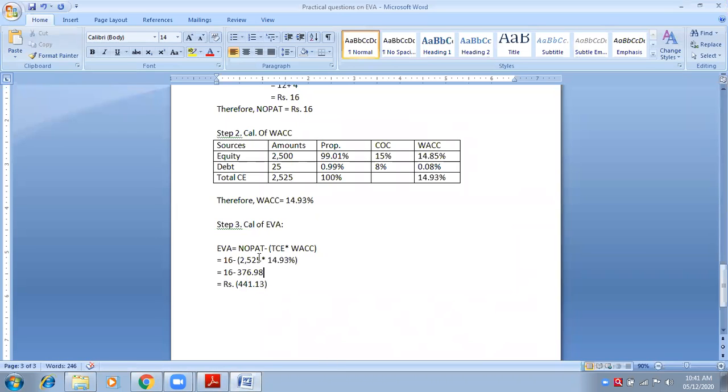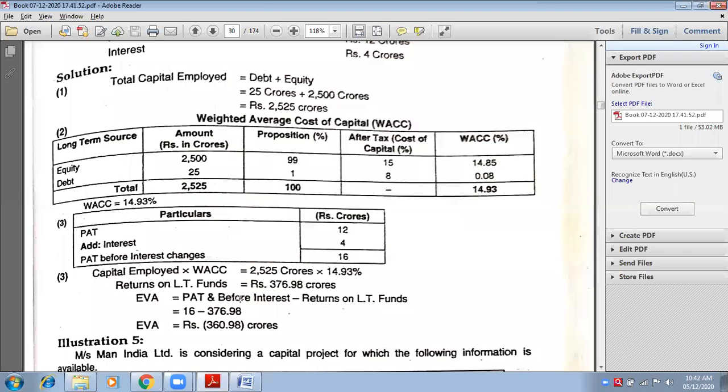376.98 is my total capital employed into WACC. Okay. Now 16 minus 376.98. Definitely my answer will be negative. So what is my answer? 360.98. Rupees 360.98. This is my final answer. So this is negative. See, 360.98. In the textbook also we have seen.